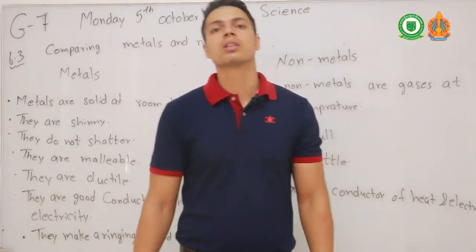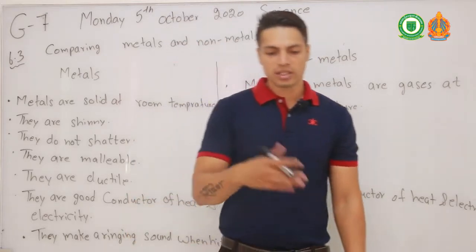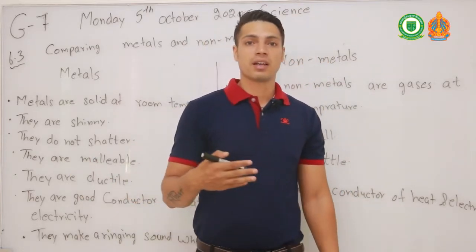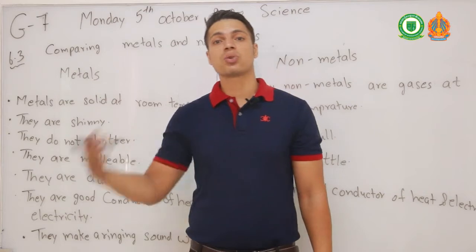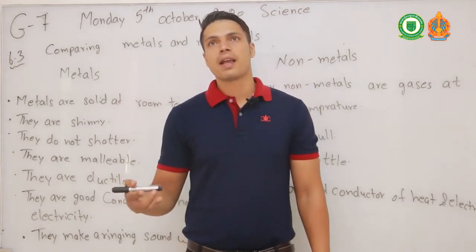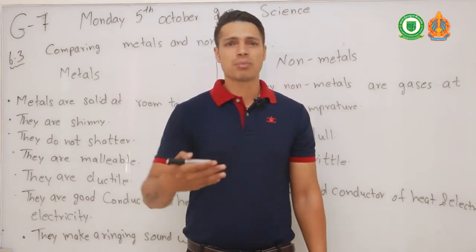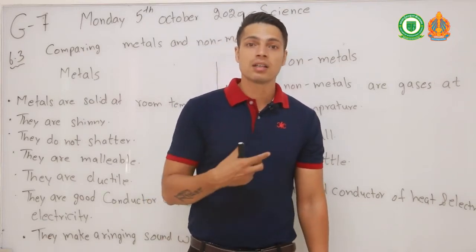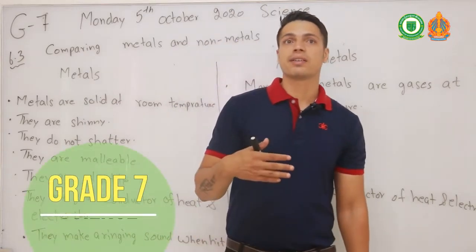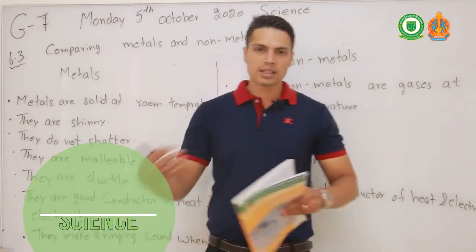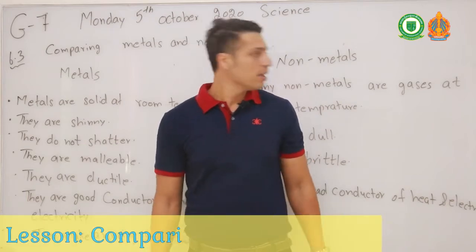And gold and silver are used in making jewelry because they are shiny. Bronze is used in making medals, and nickel is used in making coins. So these are the uses of metals.